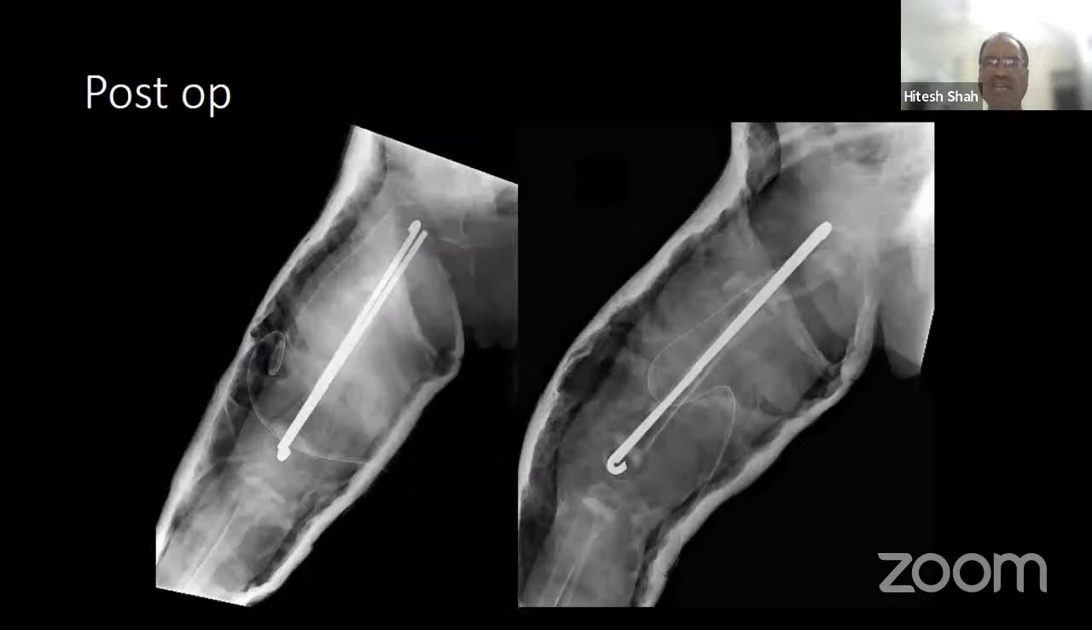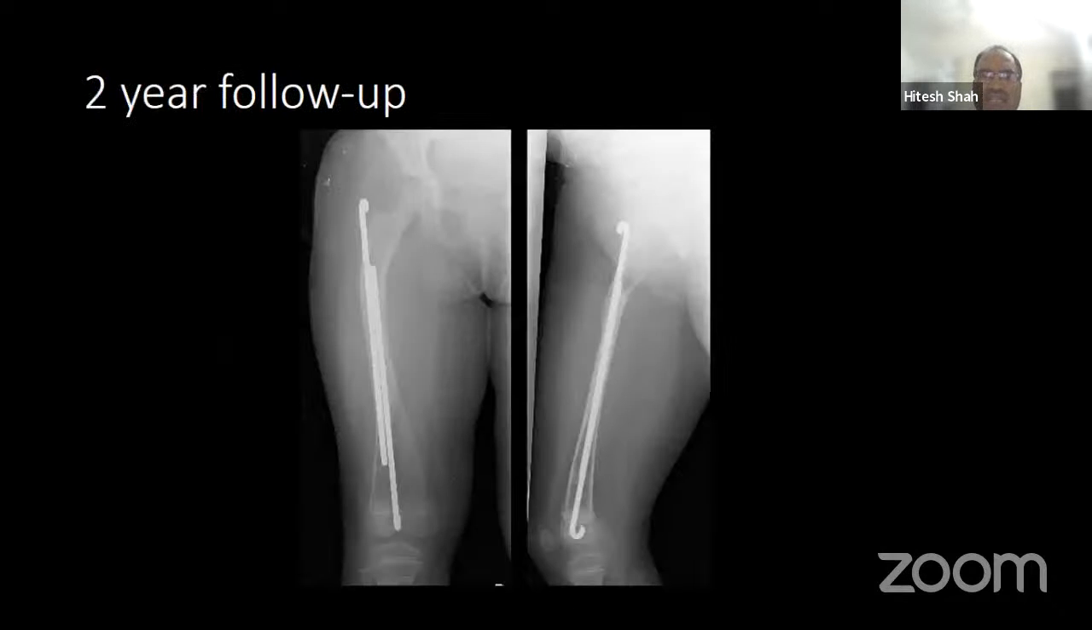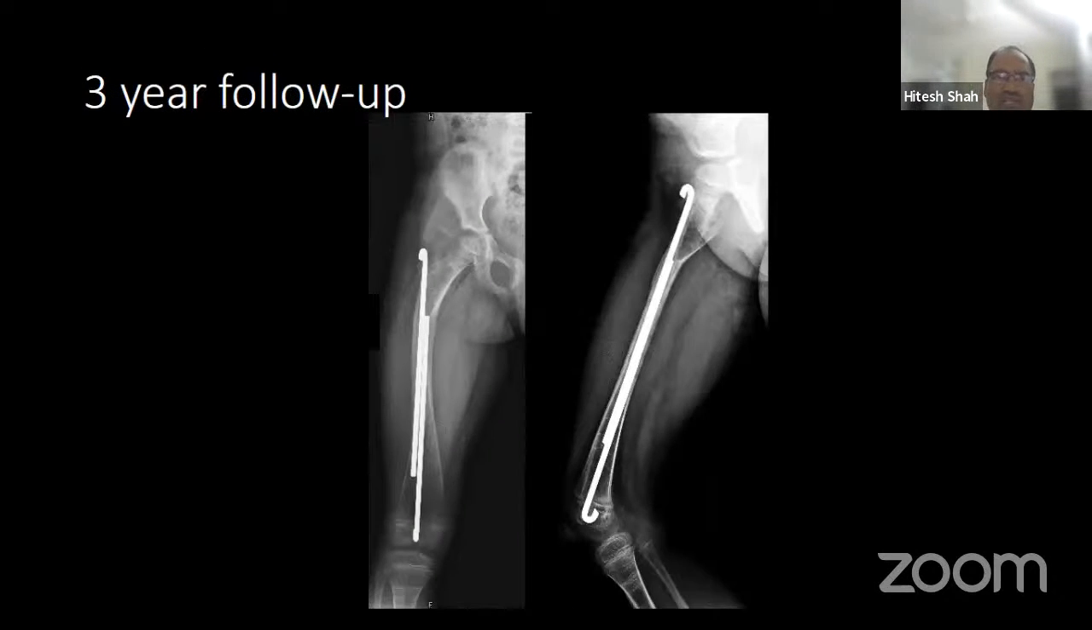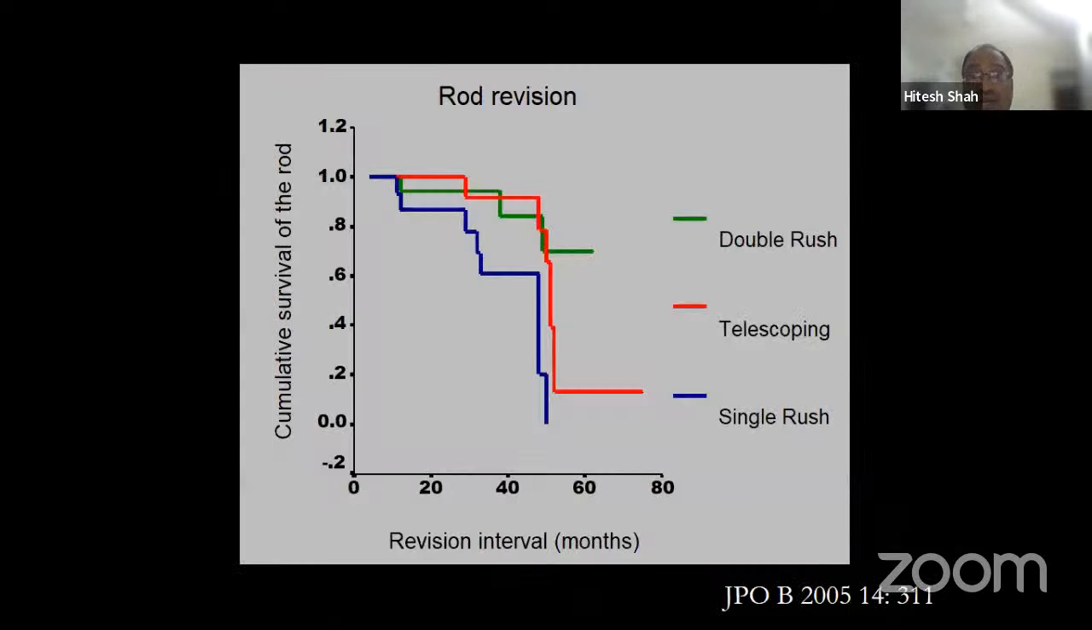This is an example. The child is treated with double Rush rodding, and as we can see, the child is growing, at 2 years, 3 years, and 8 years. The Rush rod is protecting the entire length of the femur, and it did not require revision. Generally, revision is required around 5 to 6 years. And if we compare the Rush rod, the double Rush rod and the telescopic rod, the survival rate is similar.